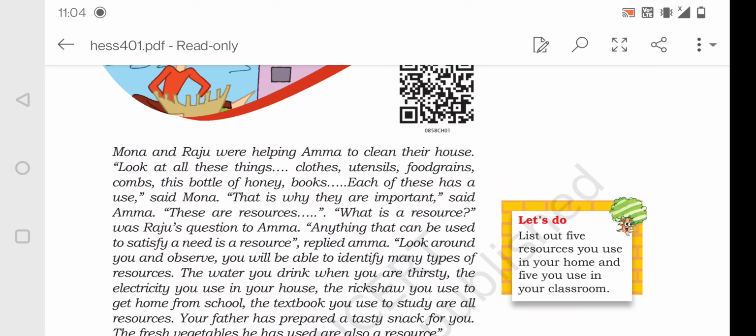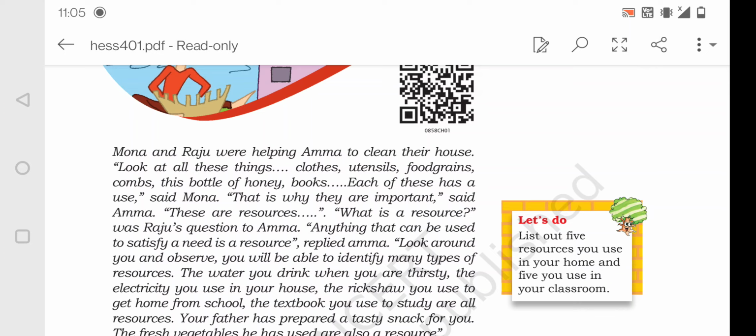So we know from childhood that anything which fulfills our need is basically a resource. So a pen can be a resource, water can be a resource, but what are the two basic elements which make any substance a resource is usability or utility and the value.